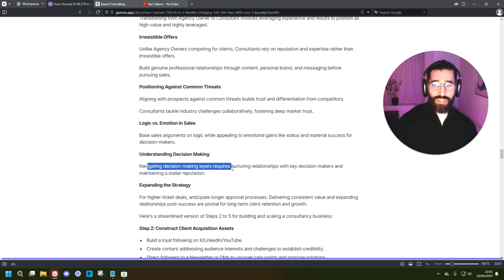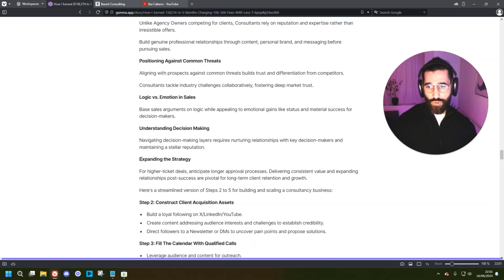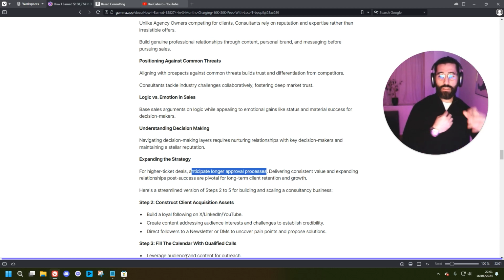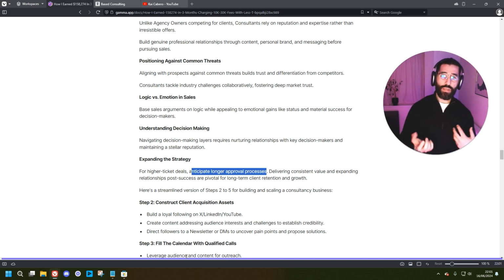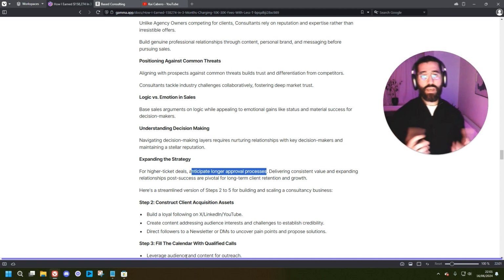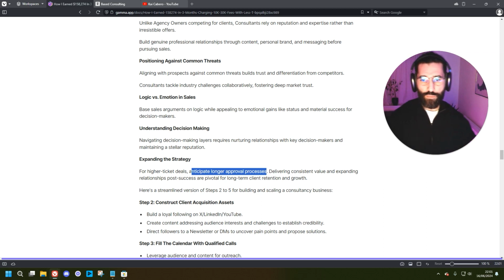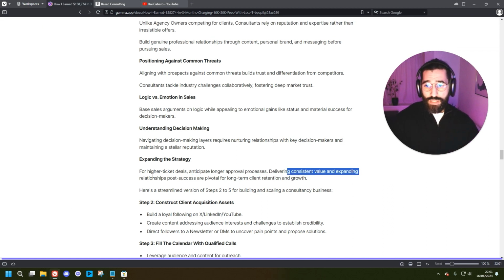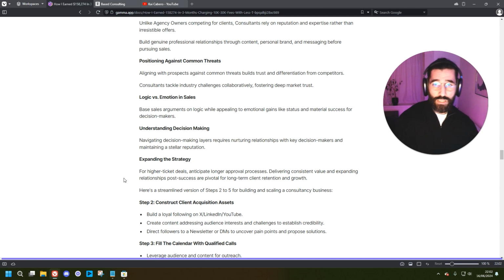Understanding decision making. Navigating decision making layers requires nurturing relationships with key decision makers and maintaining a stellar reputation the whole way through. And how you expand the strategy for higher ticket deals. You just simply anticipate longer approval processes, because once you get up the ranks in the industry or the market you're in, you will experience longer approval processes. There may be one or two characters or one or two big players that are more involved in that process, and then you need like a final sign off, right? That's why you need to have a good relationship with maybe one or two people, and they can act as champions in between the business, just saying your good praises, and then that will in turn make them look good when you get great results for them, right? So delivering consistent value and expanding relationships post-success are pivotal for long-term client retention and growth. Because if you make them look good for a long period of time, you're going to get paid good, right?